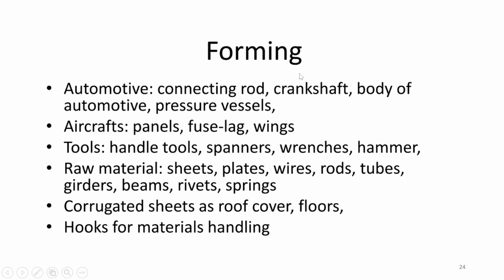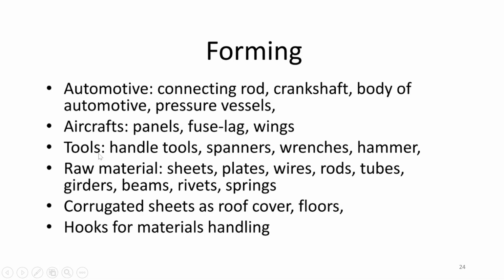Next is forming processes. Now for these applications, in case of automotive, you have connecting rods, crankshafts, body of automotive, pressure vessels. So for the things that you have already prepared using casting, you require some forming processes as well after that. And aircraft panels, fuselage. The body part of your aircraft is the fuselage, and wings, these all are made using forming processes.